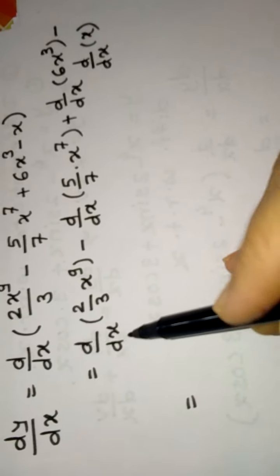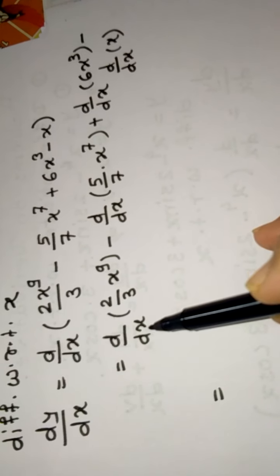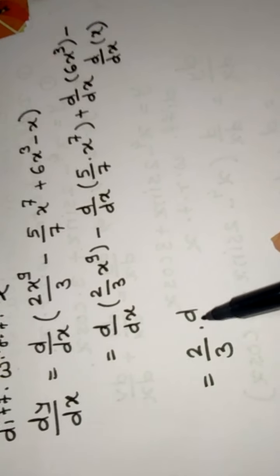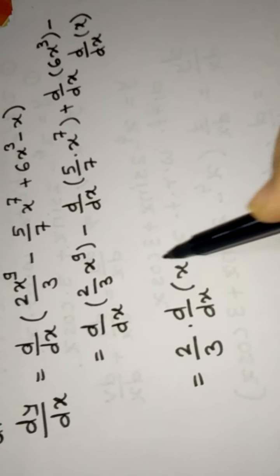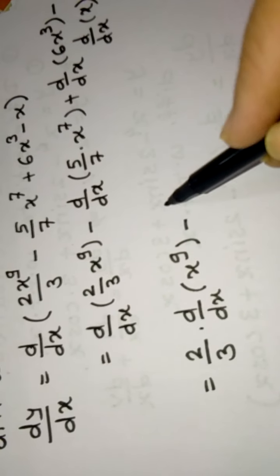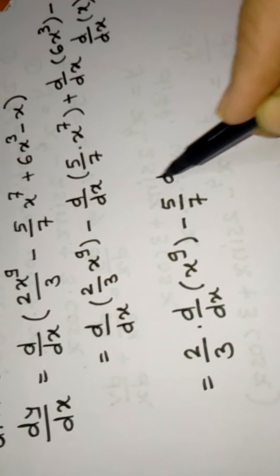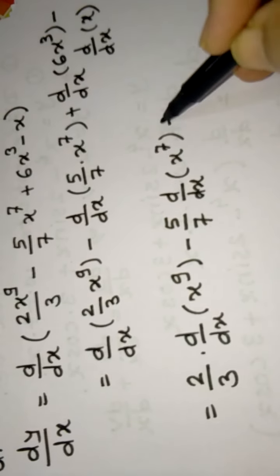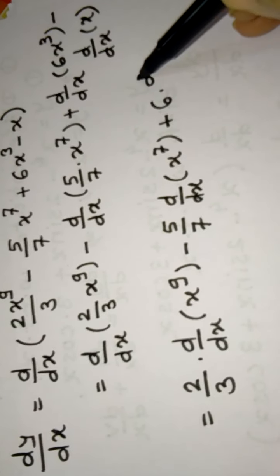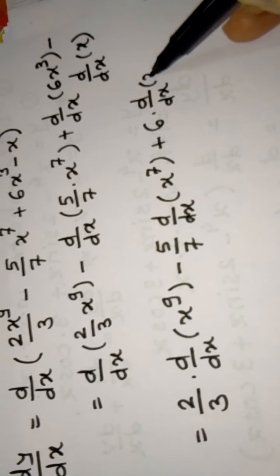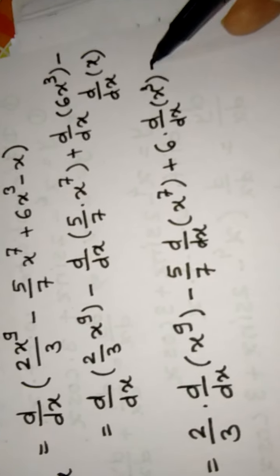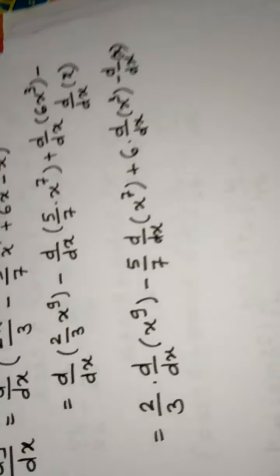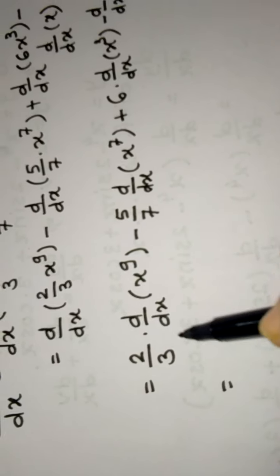It is equal to, if a constant is there, take it out of the derivative. 2 upon 3 is constant, d by dx of x raised to 9, minus 5 upon 7 is constant, d by dx of x raised to 7, plus 6 constant, d by dx of x cube, minus d by dx of x. Okay, now use the derivative rule.